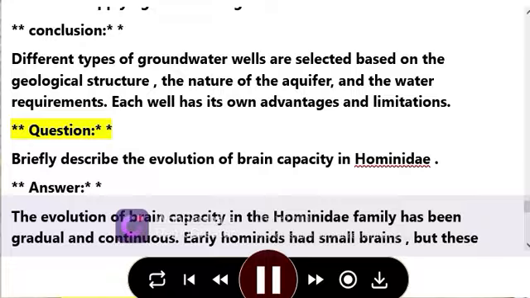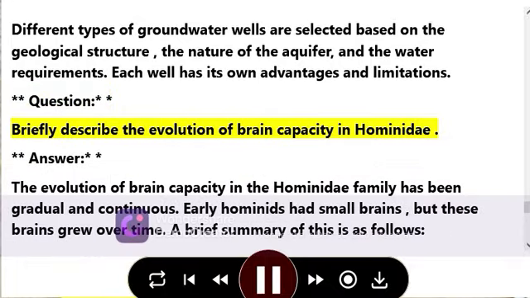Question. Briefly describe the evolution of brain capacity in hominidae.